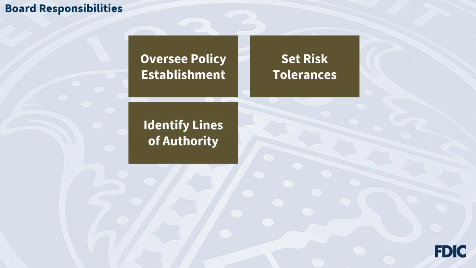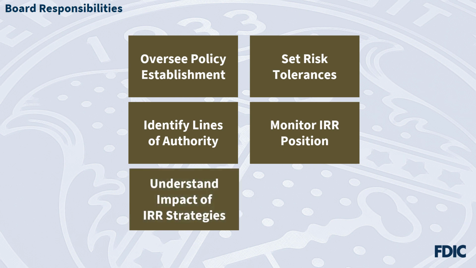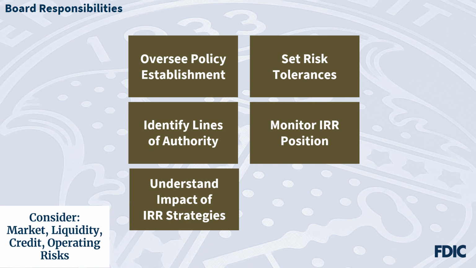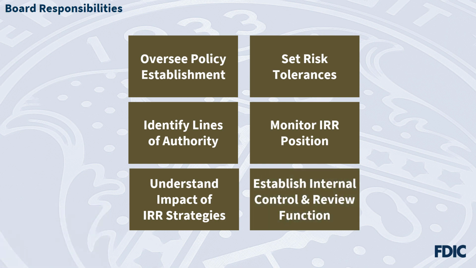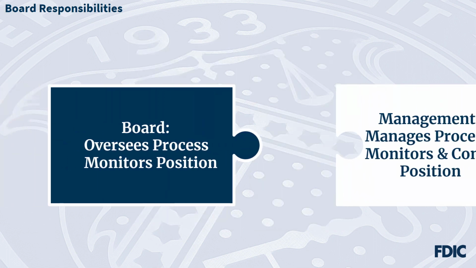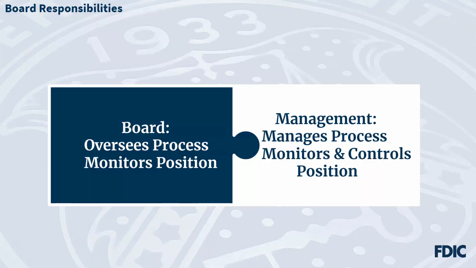It means identifying lines of authority and management responsibilities for managing, monitoring, and reporting, and actively monitoring the position through regular review of model results. Board members benefit from understanding the implications of IRR strategies the bank pursues, including the potential impact on market, liquidity, credit, and operating risks. The board can also benefit from establishing a solid internal control and independent review function. While it's the board's responsibility to oversee the interest rate risk management process and monitor the position, management is responsible for managing the process as well as monitoring and controlling the position.